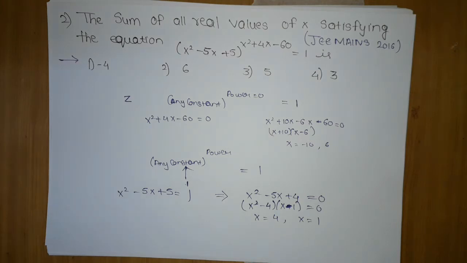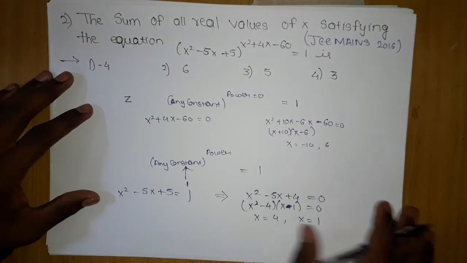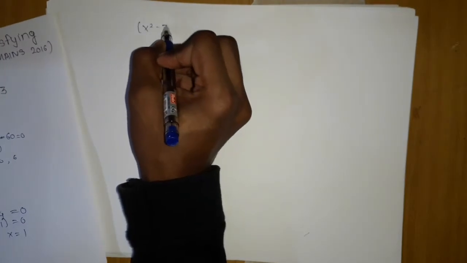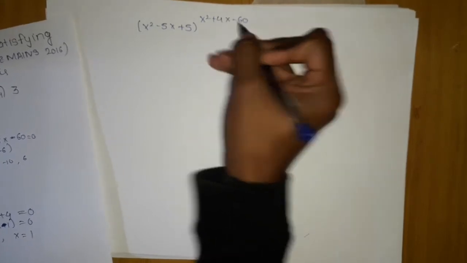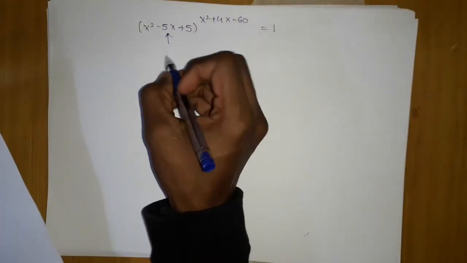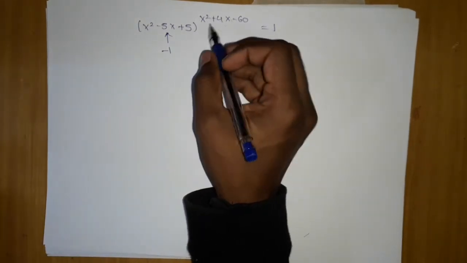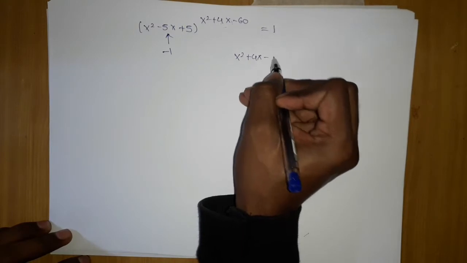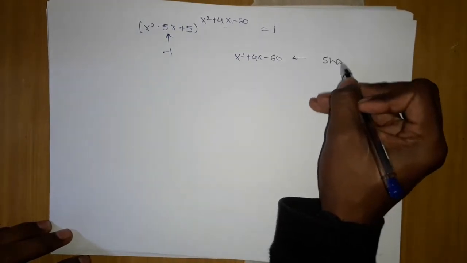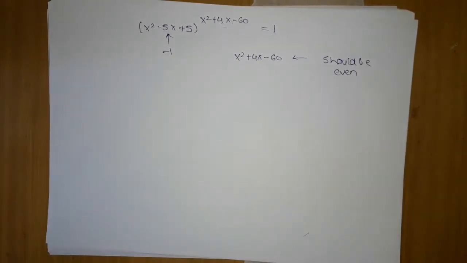Now we got the 4 values. Let's check further. Now if the base becomes minus 1, and the power, x square plus 4x minus 16, is even, then it will always be equal to 1, while if it is an odd power, then it will not satisfy. So x square plus 4x minus 16 should be even.